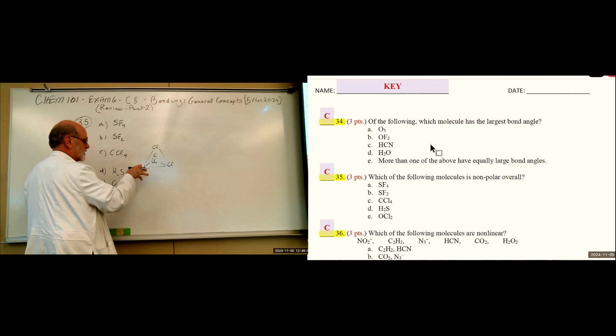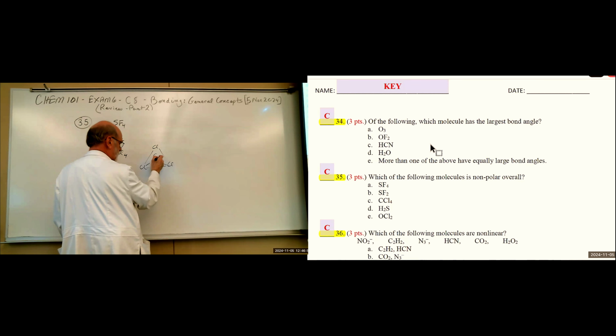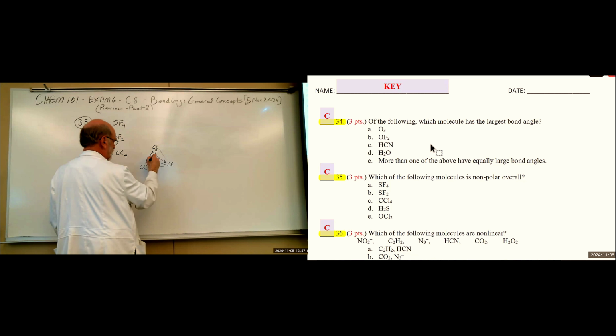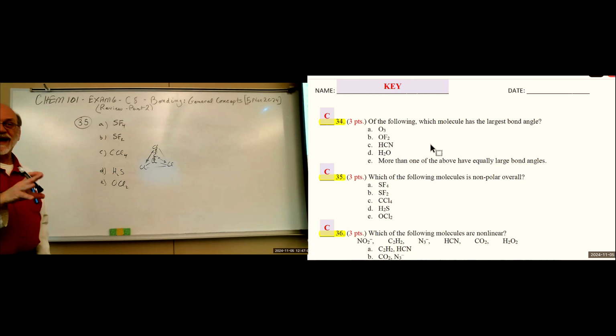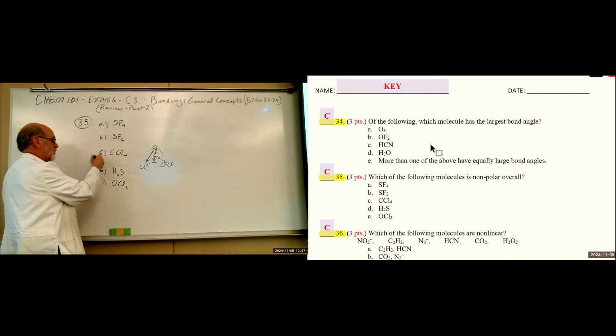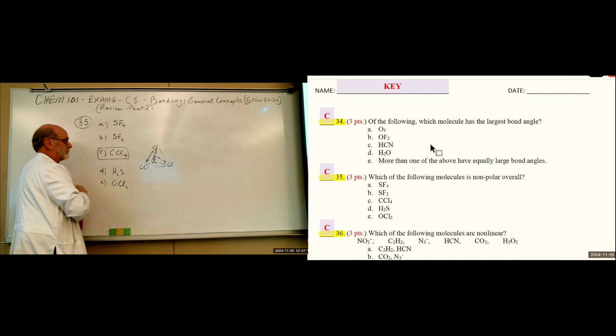So all those bonds are polar. They would be polar this way, polar this way, polar this way, polar that way. But they will be equal in magnitude and balance one another out. This is your nonpolar molecule right there.